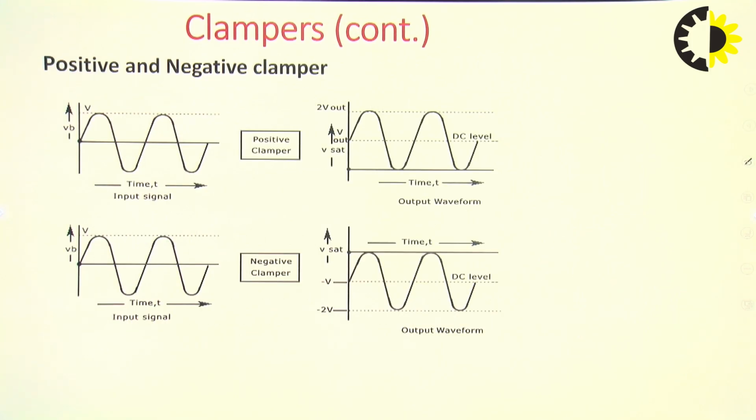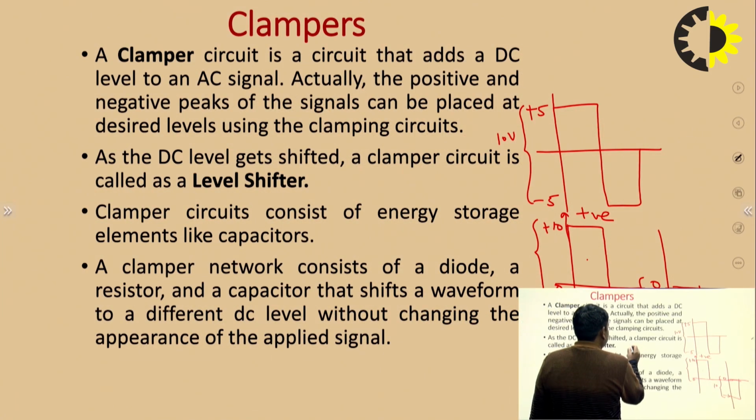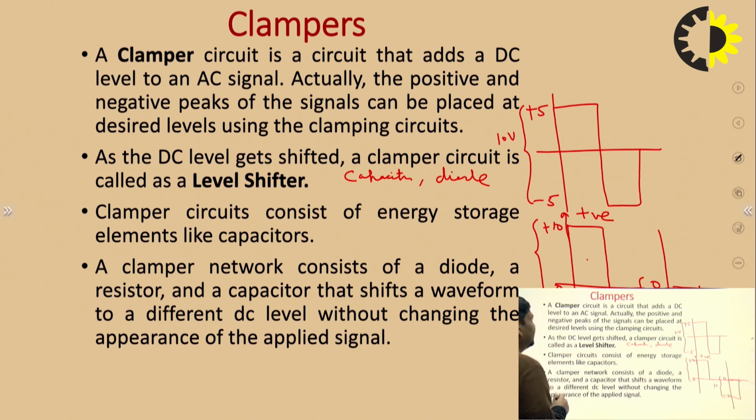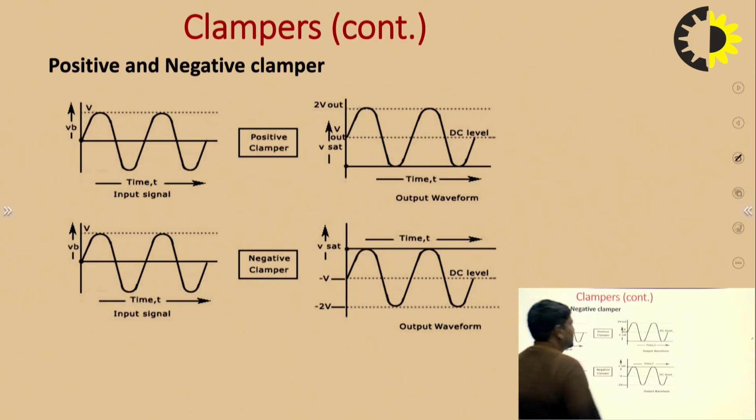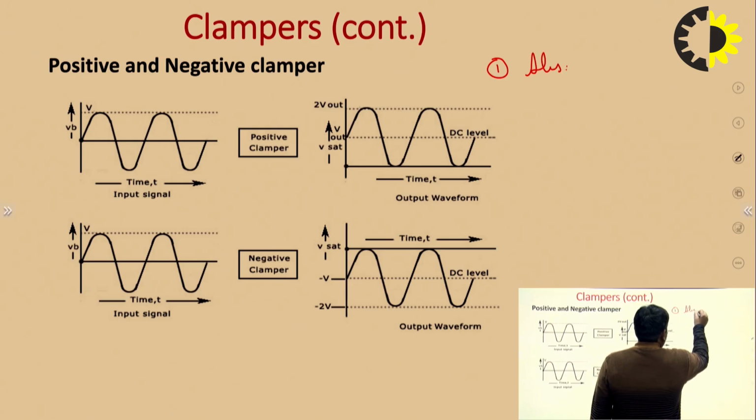In the clamper circuit, two types of components are to be added. The first one is the capacitor, and the second one is the diode. So with the help of the capacitor and the diode, we design any clamper circuit, and the clamper circuit is divided into two parts. The first one is the absolute clamper circuit, and the second one is the bias clamper circuit.